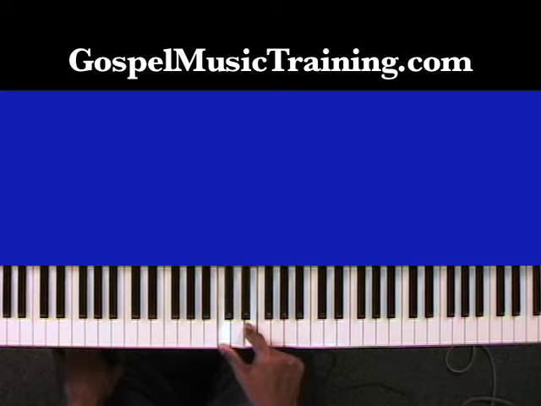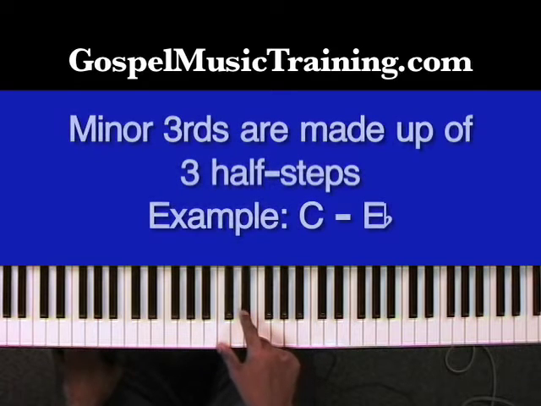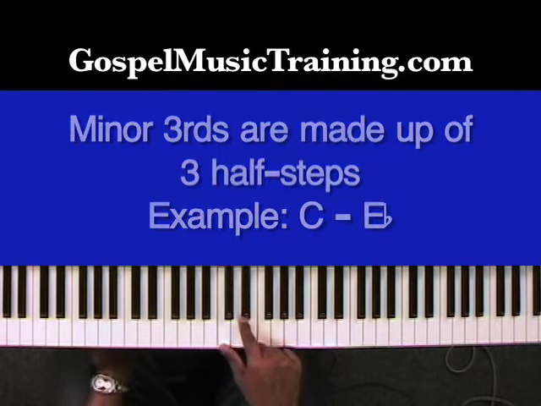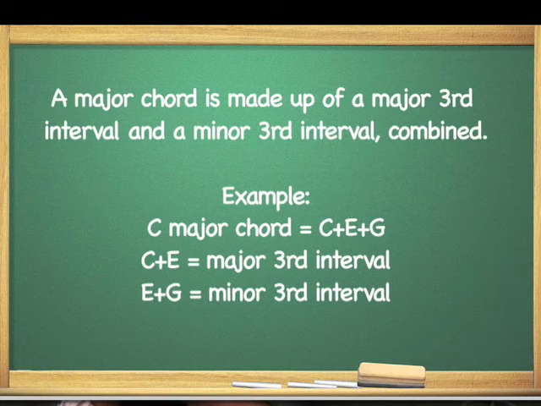Now, if I want to play a minor third, I do 3 half steps, but I don't change my alphabet letters. It's still some kind of C, still some kind of E. Okay, now here's what you do. If you want to play a major chord, you just combine third intervals. You got that? If you want to play a major chord, you just combine third intervals.